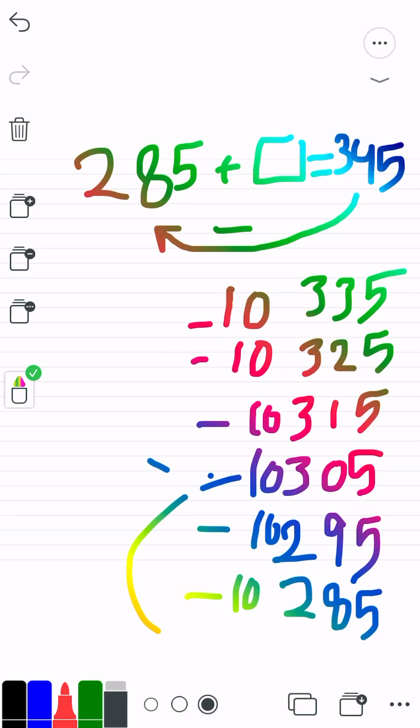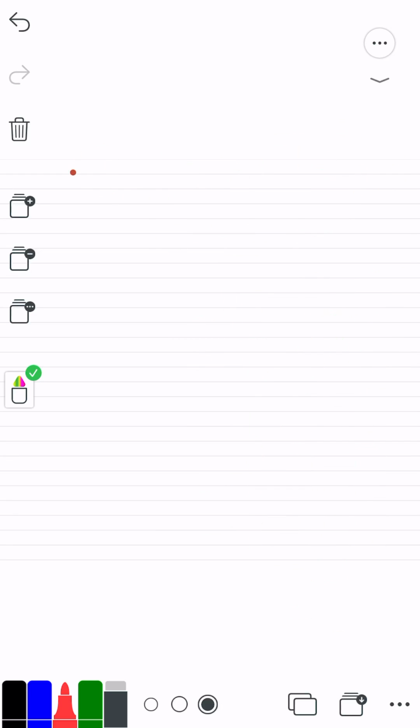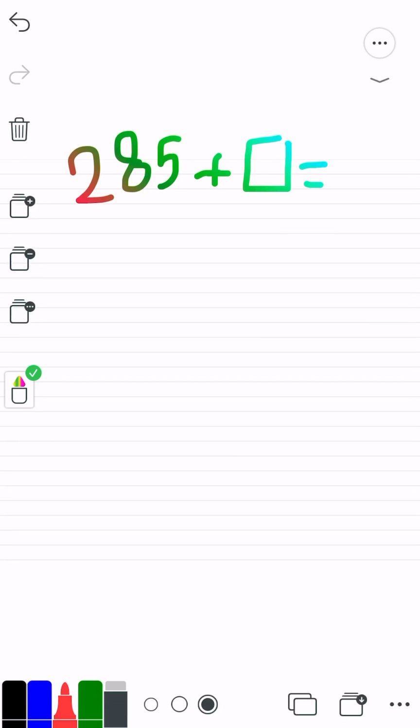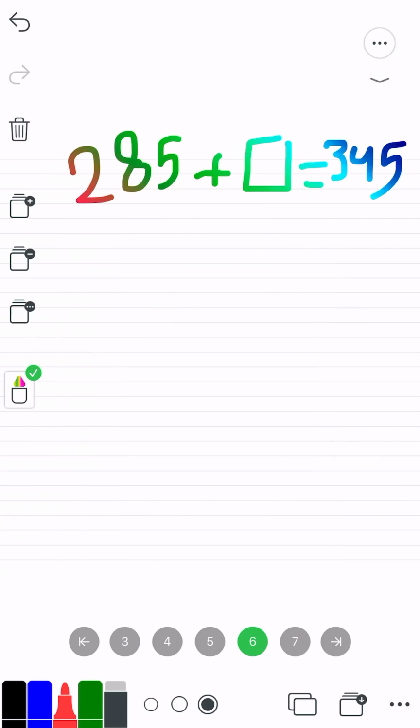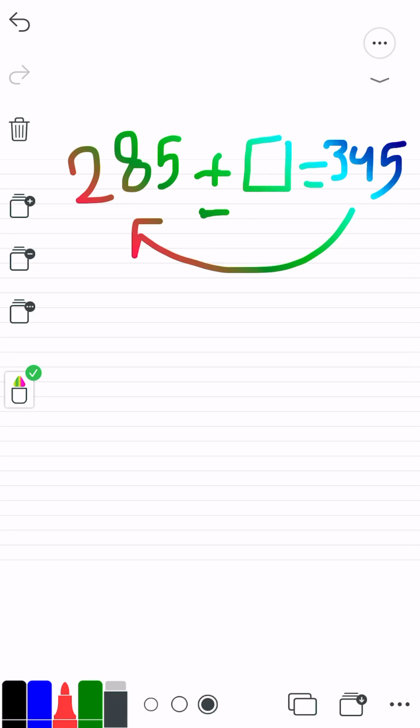They are 6 tens. Another way of subtraction other than counting in tens is to place them above each other. So look, 285 plus a missing number equals 345. Is it so? So let's now change the sign to minus and subtract the bigger number minus the smaller number.